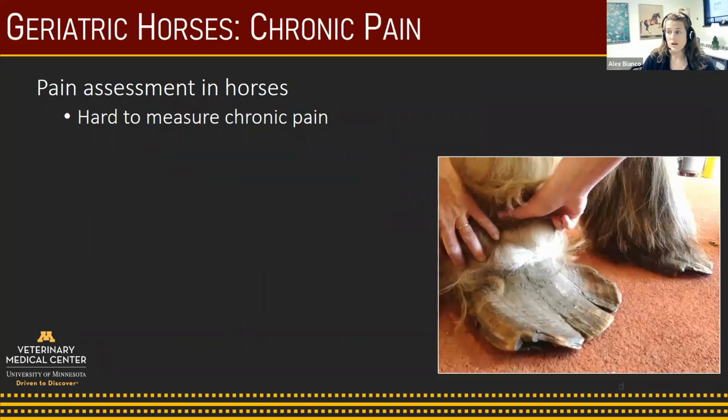It's really hard to measure chronic pain. There's really no one presentation of chronic pain. We do know that acute pain and chronic pain are not the same. They're going to have different clinical signs.